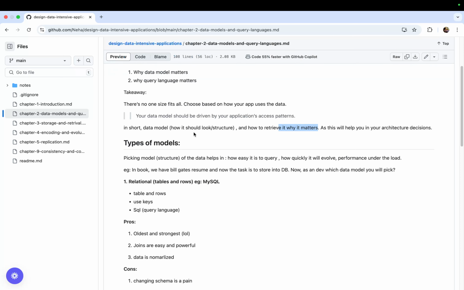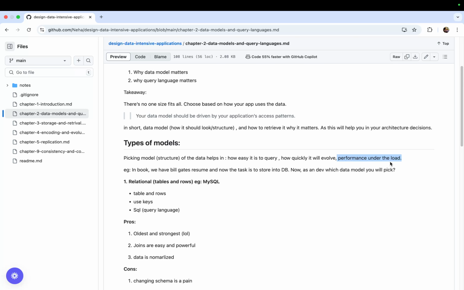Now, why it matters? Because if you are gonna pick the right model, it will make it easy to query. As I mentioned about access patterns, it is very important how, once the data is structured and stored, you can query it and get the necessary information faster. That is also important. How quickly will it evolve? Whenever new data is coming, new schema changes are coming, how quickly we can change it, it matters. And if there is load on your application, how is it going to perform under the load.